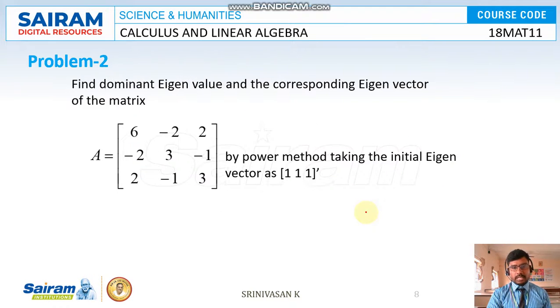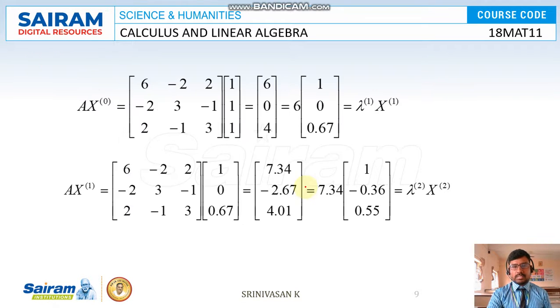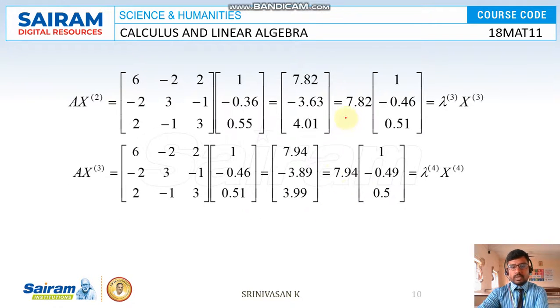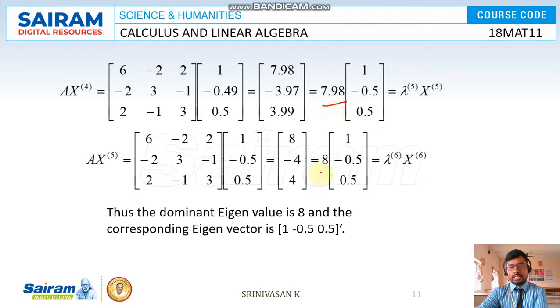Similarly, for this problem, the initial condition is given directly, so we choose this one. If it is not given, we have to choose an initial vector ourselves. The process is the same. Here we get 6, here we get 7.3, it's not equal, so I move to the next one. 7.82, 7.94, not equal, and 7.98, here 8. So hereafter A x power 6 and A x power 7, definitely you will get 8. So it is equal, and we stop the process. That's all. This is the eigenvalue and this is the eigenvector.